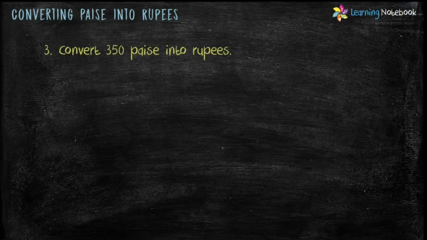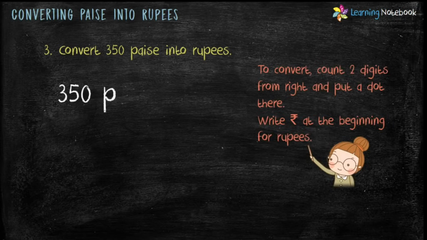Now let's convert paise into rupees. So the question is convert 350 paise into rupees. Students, to convert 350 paise into rupees, count 2 digits from right and put a dot there. Then write rupee symbol at the beginning for rupees. So 350 paise equals to rupees 3.50.